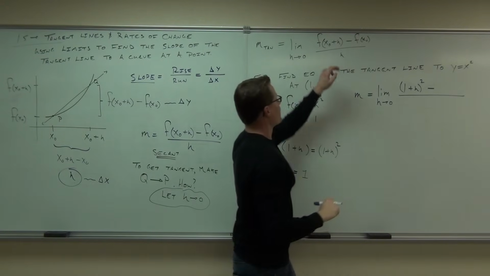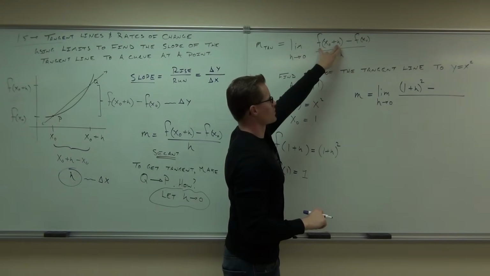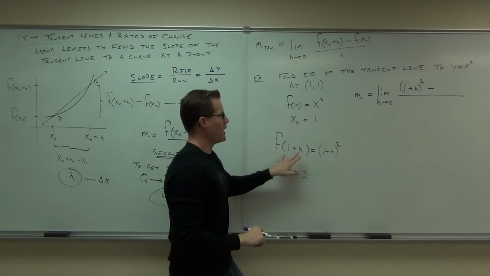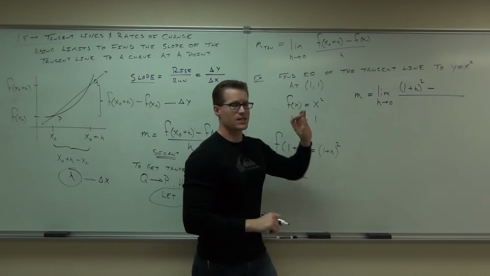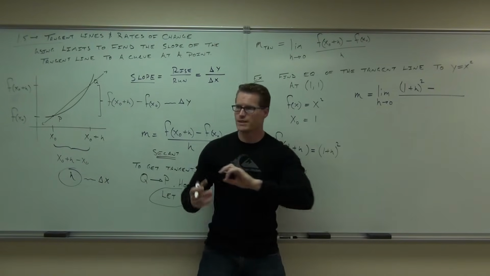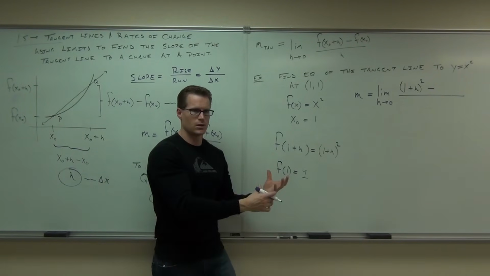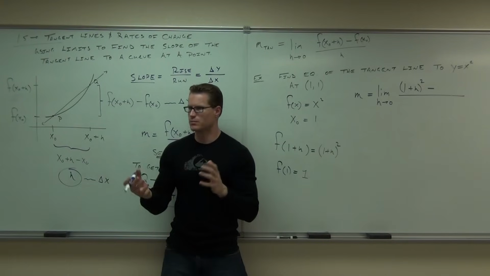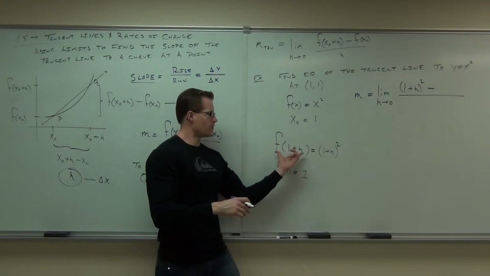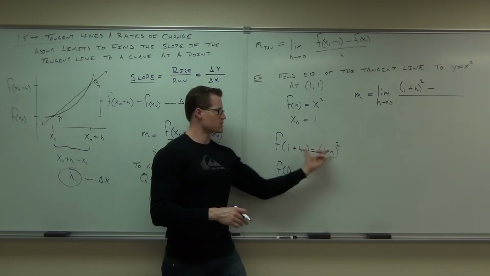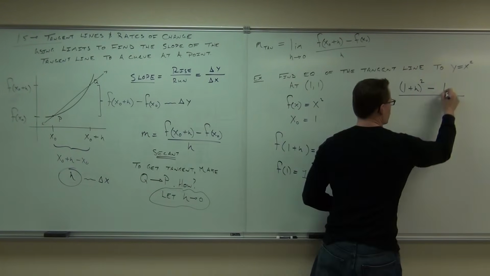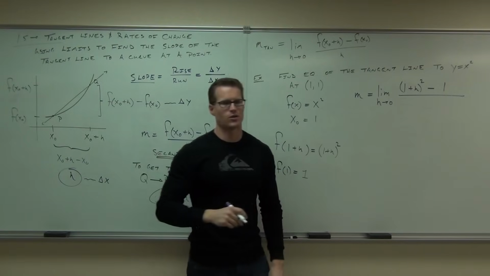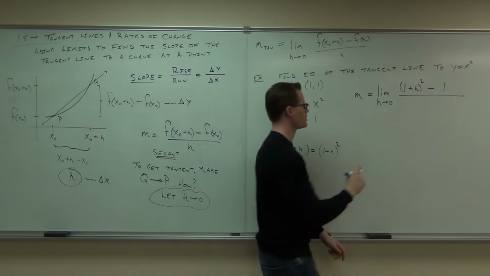So instead of f of x sub 0 plus h, I've already figured that out. That was 1 plus h squared. That's what I'm going to put first. Minus, instead of f of x sub 0, what did I work that out to? That's why I have you do it off to the side, right? You just break it down piece by piece. That's okay. F of 1 plus h was 1 plus h squared. F of 1 is 1. All over how much? Oh, don't forget that h. Don't forget that h.